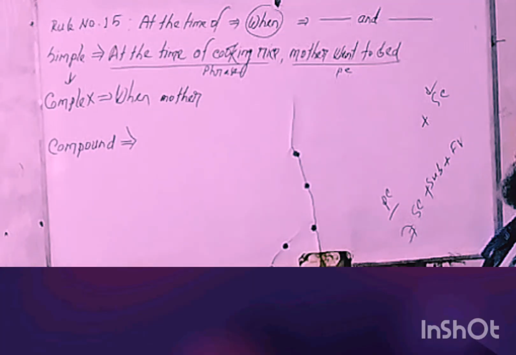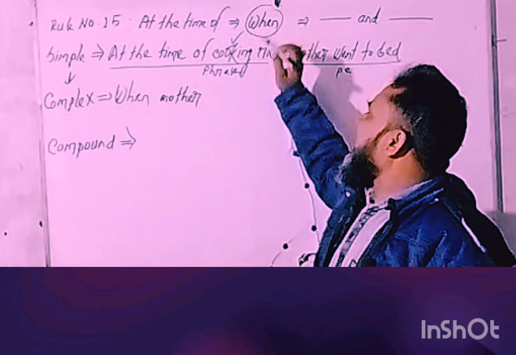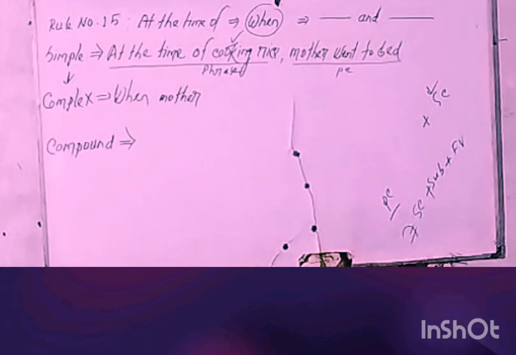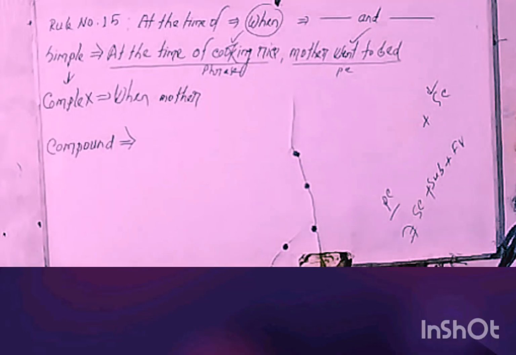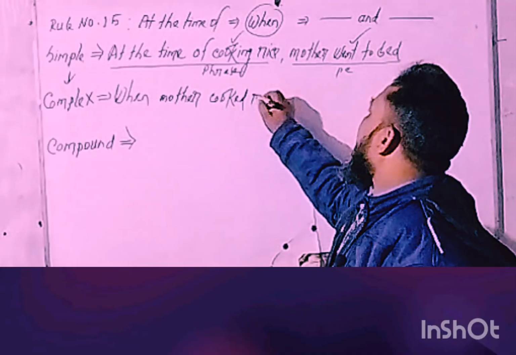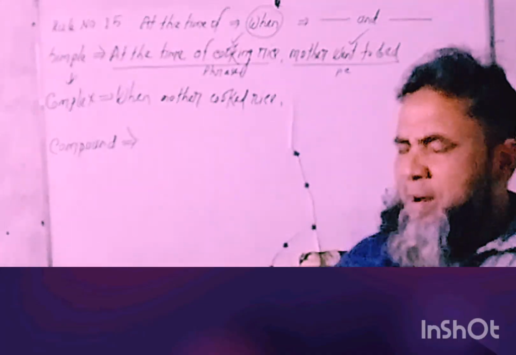The subject of the principal clause is mother. Then use a finite verb. Of course, you know that there is no finite verb in a phrase, but you'll have to change the non-finite verb into a finite verb. In this sentence, cooking was a non-finite verb, but you'll have to change it into a finite verb according to the verb of the principal clause. The verb of the principal clause is a V2 form, so you'll have to use the V2 form of the verb, cooked. Then rice, the extension, which is already present in the subordinate clause.